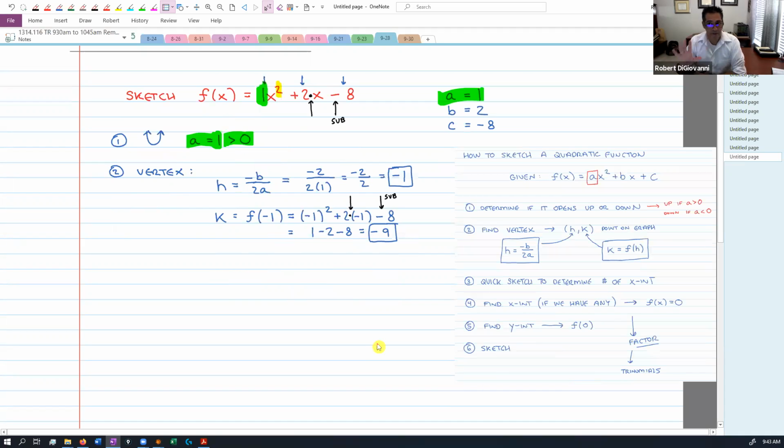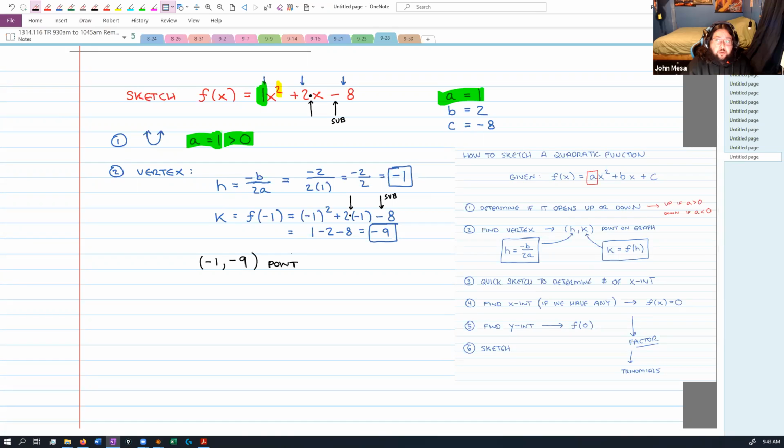Okay, so we have the vertex, and the vertex is a point. So I'm actually going to write this answer we got down as a point. We got -1, and then we got -9. This is a point on our graph. Now, is that point the highest point or the lowest point? Which way does this graph open again? It would be the lowest point, wouldn't it? It'd be the lowest point on the graph. Yeah. So we can say that right now.